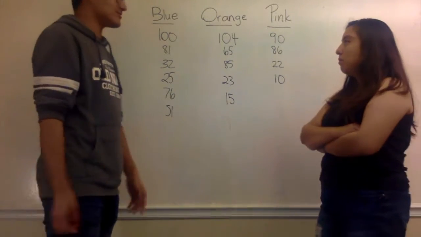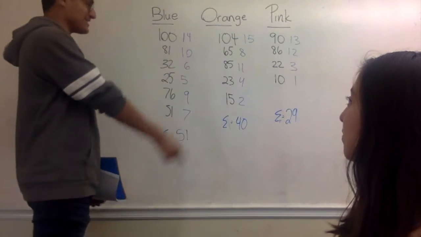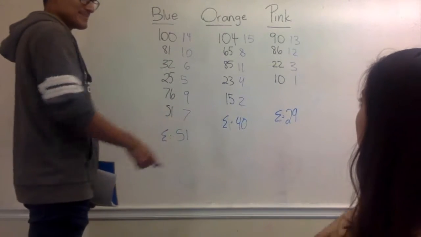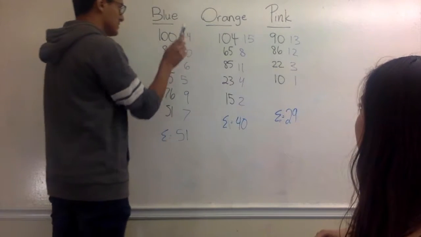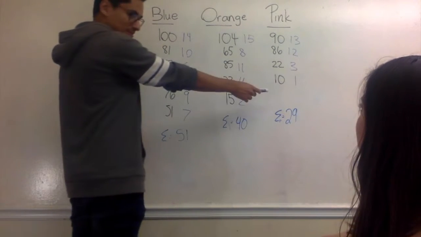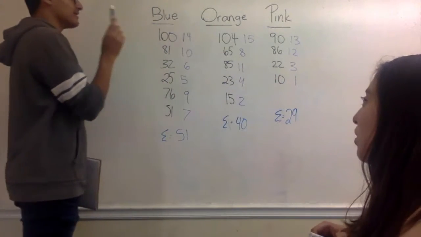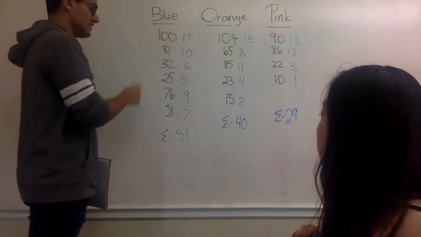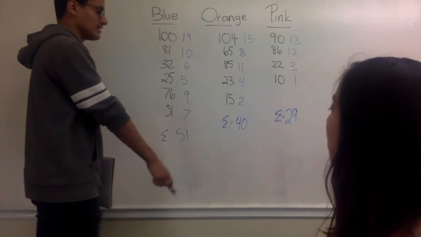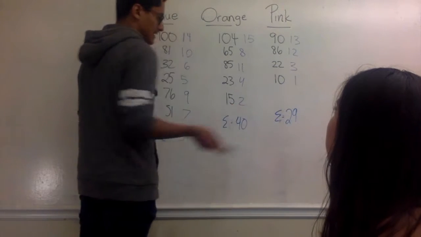So the first step is we have to rank all of this. Okay, so now we have our data ranked. We rank it from the smallest to the largest. Because 10 is the smallest number here, it gets a rank of 1, and then we keep doing that. Once we have them all ranked, we add up the ranks in each column. So for blue, the sum of the ranks is 51. For orange, it's 40. And for pink, it's 29.